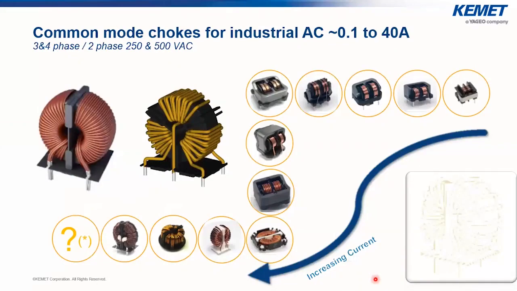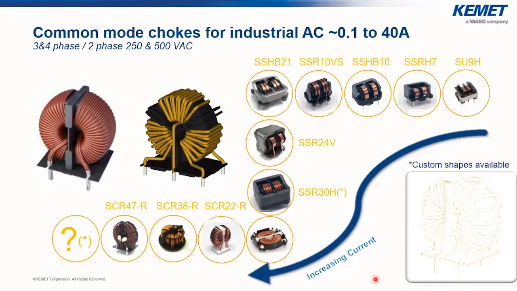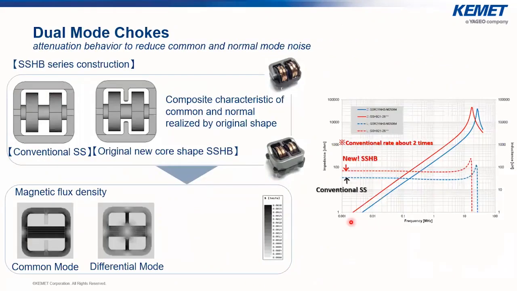In KEMET, our choke portfolio is really, I may say, impressive, really, really big. We have different materials, we have different shapes. If we talk about, for example, industrial chokes, we go from 0.1 amp to 40 amp. Then we can make, of course, custom shapes with higher performance in terms of current. We have two phase, three and four phase, 250-400 volt AC. Finally, I divided the big world of the chokes in differential and common mode. Actually, we could also build chokes that have a good behavior for both.